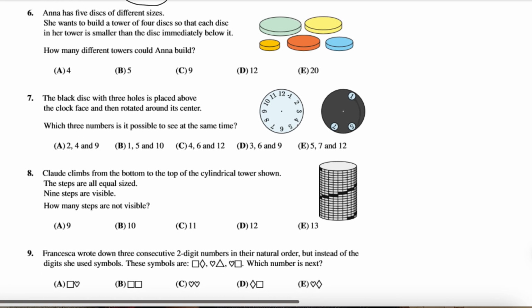Anna has 5 discs of different sizes. She wants to build a tower of 4 discs, so each disc is smaller than the disc immediately below it. So basically, she's trying to make a disc pyramid like this.